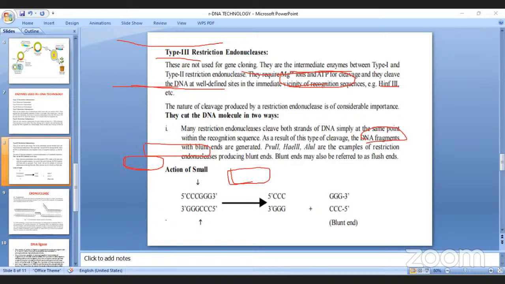Second method is sticky ends. For example, blunt end means this is the specific sequence. In the specific sequence, we cut the DNA at the same equal site like this. As a result, it is separated into two parts like this. Actually, not correct.